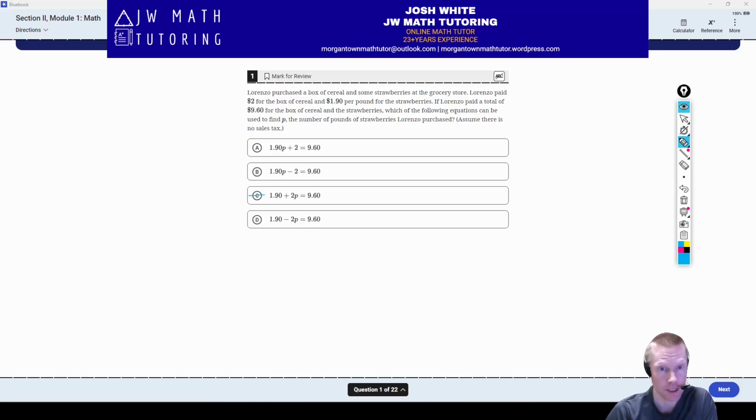So right off the bat, you can get rid of these two. These are obviously incorrect. Then if you're left with the first two, notice it's got to be 1.90p plus 2 to get the total cost. So the correct answer for this one is just letter A.